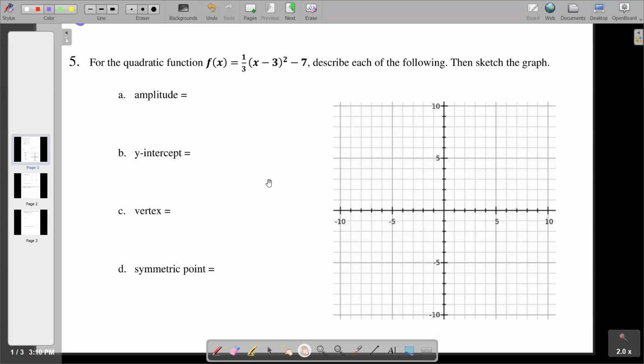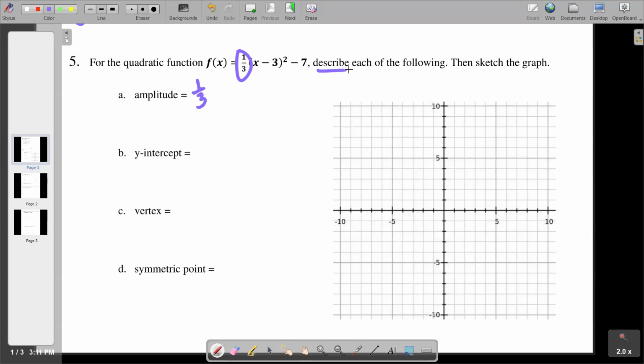Where do you think I could get the amplitude of this graph? From the top of the graph. And that's the problem with this, is that there is no top of the graph. With graphs that open upwards, there's never going to be a top, right? And so that's why this term is really not very normal here. But the amplitude is generally going to be described by this, the 1/3. So we would say that the amplitude is 1/3.